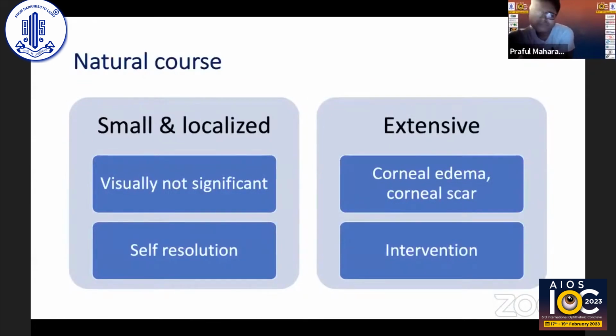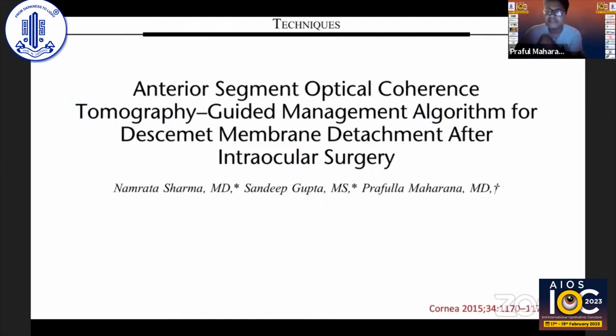Natural course: remember, in all the surgeries, for example in cataract, almost one third of our patients have some sort of DMD, which may be localized to your side port or main port, but these are not visually significant. Self-resolution is usually the rule. However, in 5 to 10% of cases, this can be extensive, and all these cases need intervention.